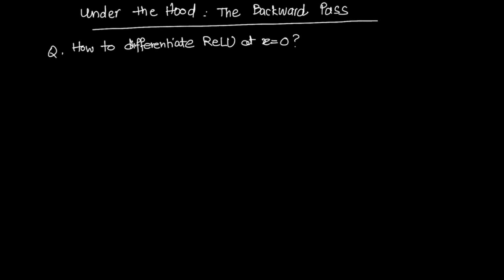Before we go, I want to address a question which I find very relevant. How do we differentiate ReLU at 0? As I mentioned, the derivative of ReLU is 1 for x greater than 0 and 0 for x less than 0. But at exactly x equals 0, the derivative is mathematically undefined. It's a sharp corner. So how does PyTorch or TensorFlow handle this during backpropagation? If your input happens to be exactly 0.00000, does your training crash?